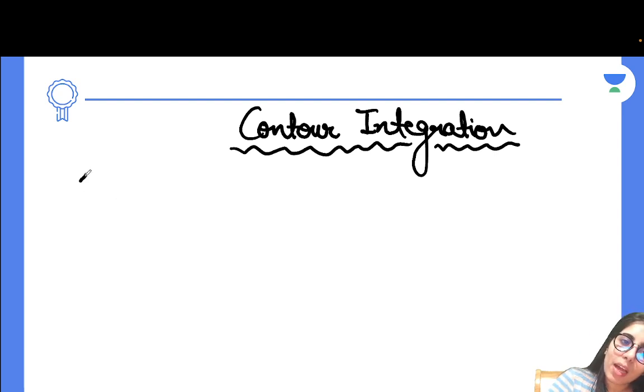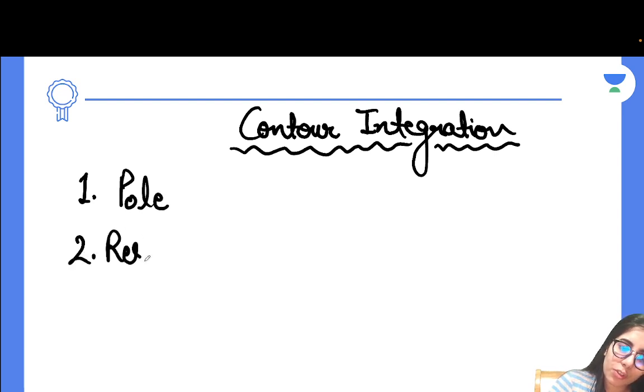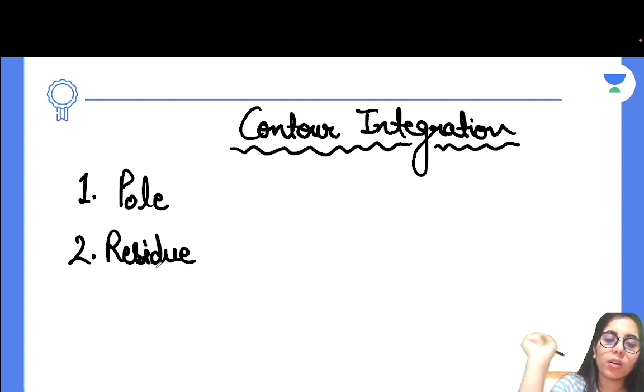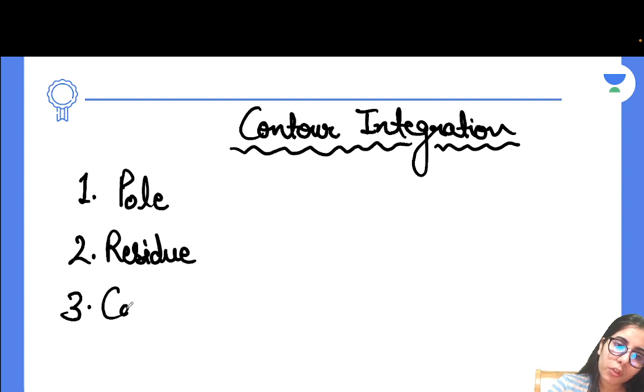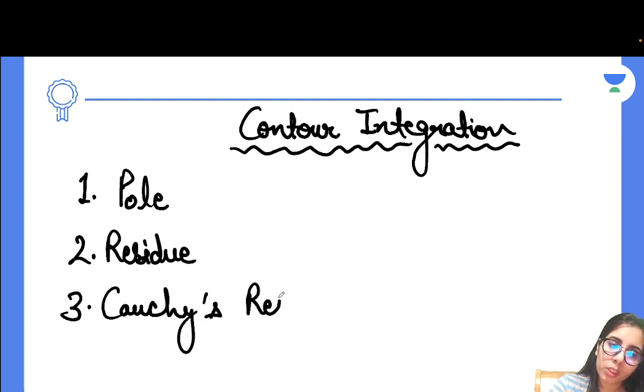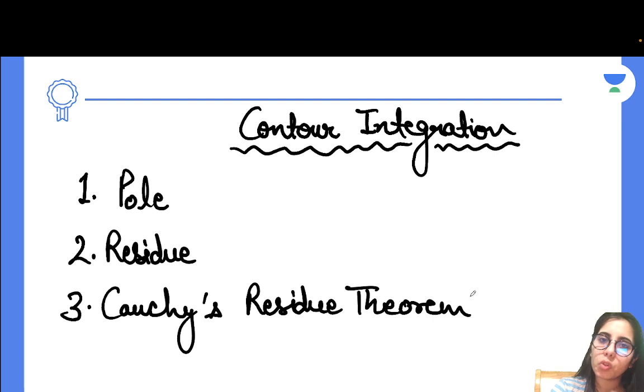The first thing I would like you to understand is the pole. The second thing is the residue. Also the understanding of what we mean by the contour and what we will be considering here for the contour, that's what I'll explain. The third thing is Cauchy's residue theorem. So these are the three simple things you need to know, and they will help you to work on most of the questions.